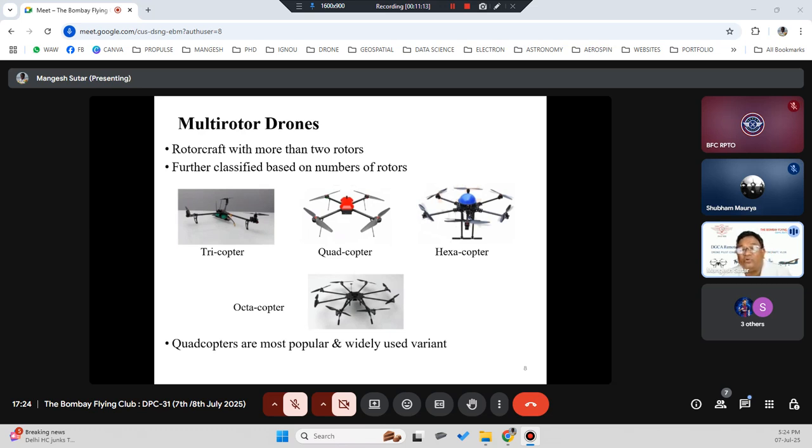But if it is a bigger drone, like an air taxi, in an air taxi you will see an octocopter or even 10 or 12 blades, depending upon the weight ratio. Depending upon the motor, the propellers would be there.